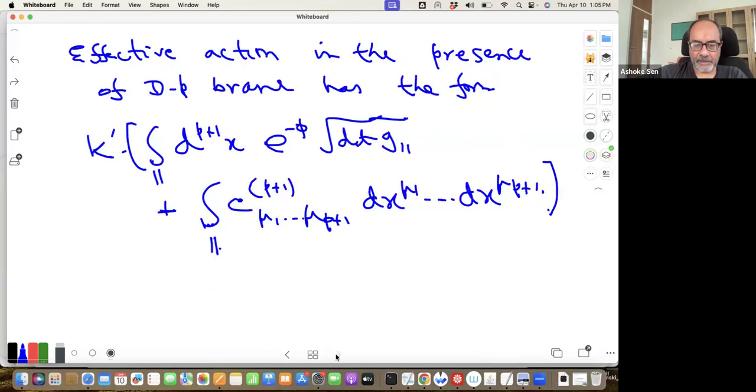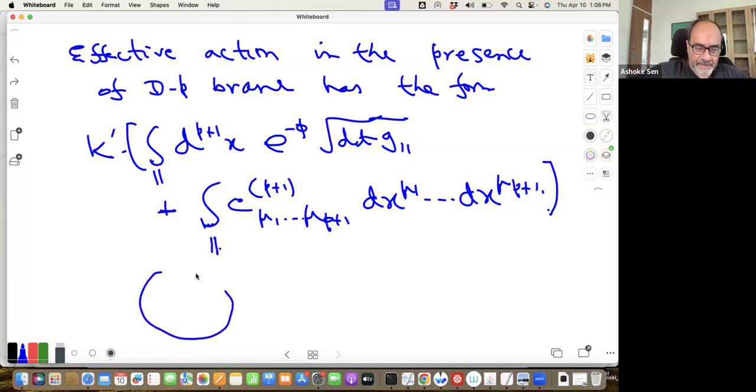So next time we'll discuss how to calculate this K prime. One question. Can I say that this term is somewhat capturing something about the topology of this brane world volume? Because it's independent of the metric.